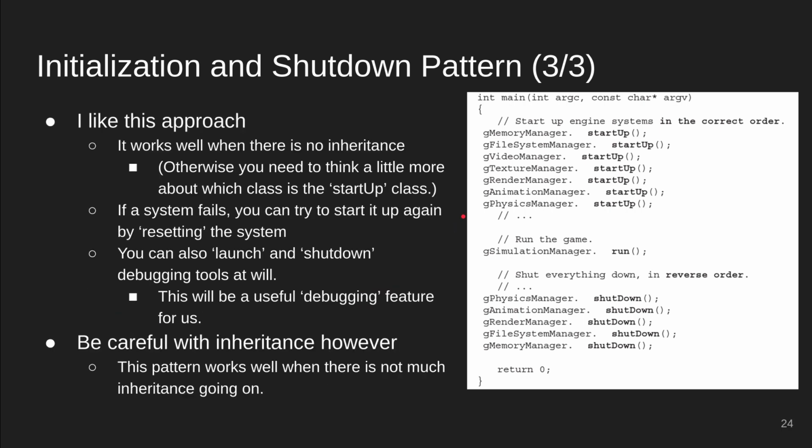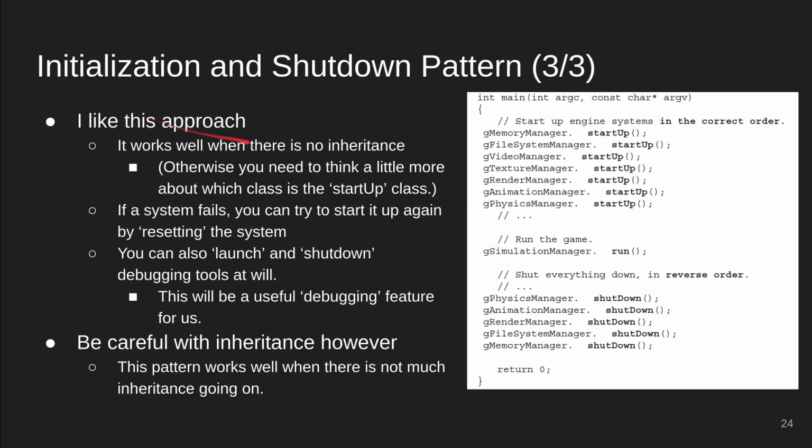So I really like this approach. And again, it seems to work very well if there's no inheritance, right? Meaning these systems can't really depend on each other, like memory manager and file system can't really be inherited from one another. Otherwise, the reason you can't really rely on inheritance is because, well, when you have inheritance, you're calling the base constructor, which you don't have control over from your derived class.